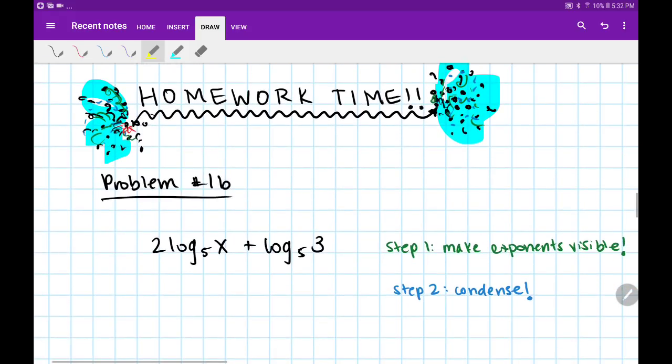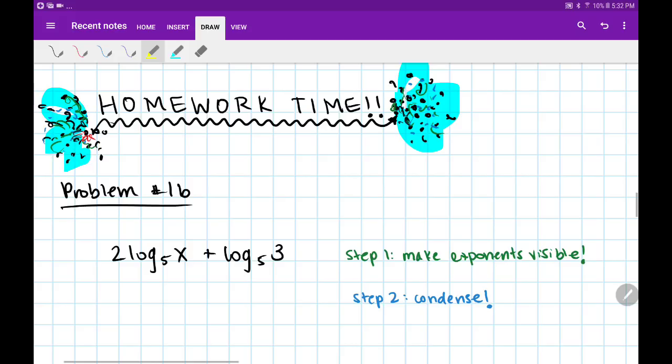All right, homework time. Let's do it. So problem number 1B. We need to condense. So let's scan. We're looking first to rewrite our exponents. That's a 2. Boom, that's really x squared. There's nothing in front of the log base 5, 3, so I'm going to leave it be.